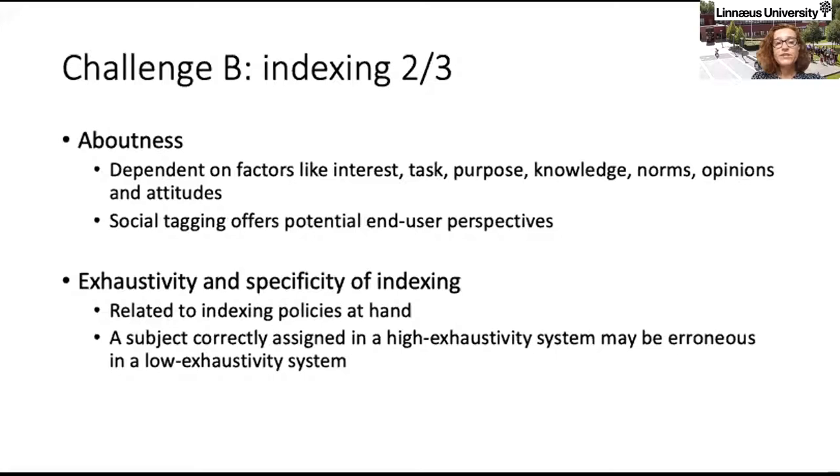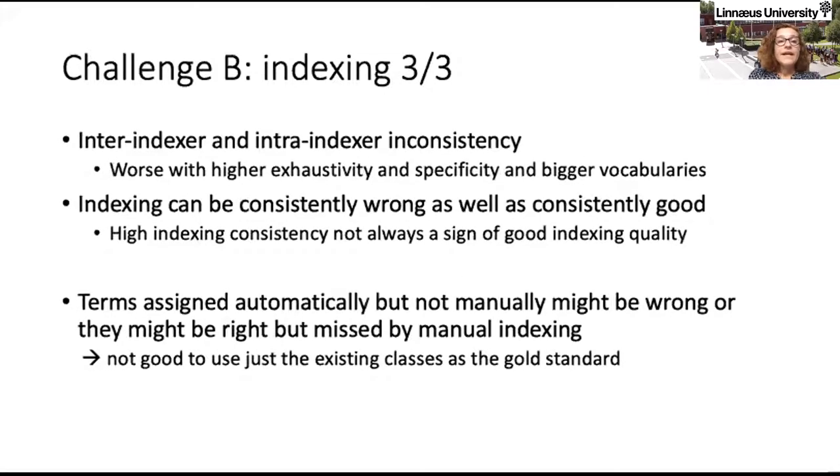Then each collection has its own indexing policy, meaning how many topics should be assigned per document and how deeply they should go when we describe topics. So if we look at school libraries, they will be very superficial and broad. But if we look at academic libraries or indexing and abstracting services for journal articles, they will be very exhaustive and deep. Which means that a subject correctly assigned in a high exhaustivity system may be wrong in a low exhaustivity system. And something else.